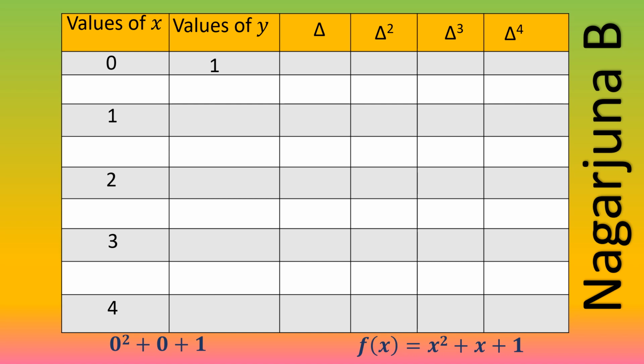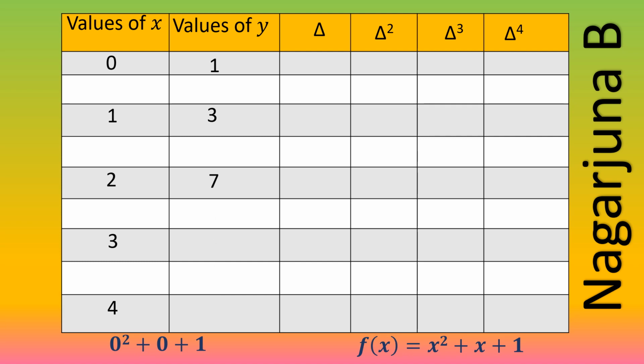You need to write that one. After that, leave one line gap and write the next value of y when x is equal to 1. So f of 1 is equal to 1 square plus 1 plus 1. 1 square is 1, 1 plus 1 is 2, 2 plus 1 is 3. The next one, when x is equal to 2, you need to write the value of y. So leave one line gap and then write the value of y. So f of 2 is equal to 2 square plus 2 plus 1. 2 square is 4, 4 plus 2 is 6, 6 plus 1 is 7.